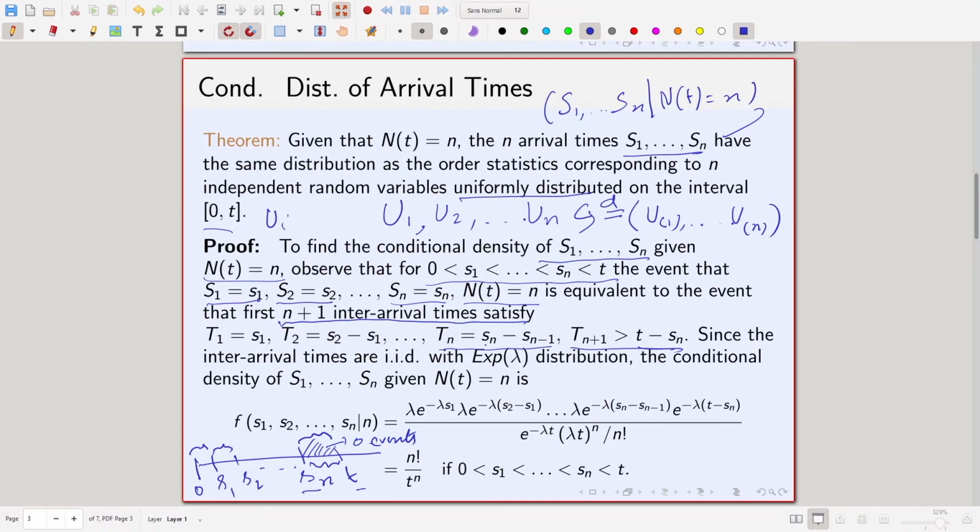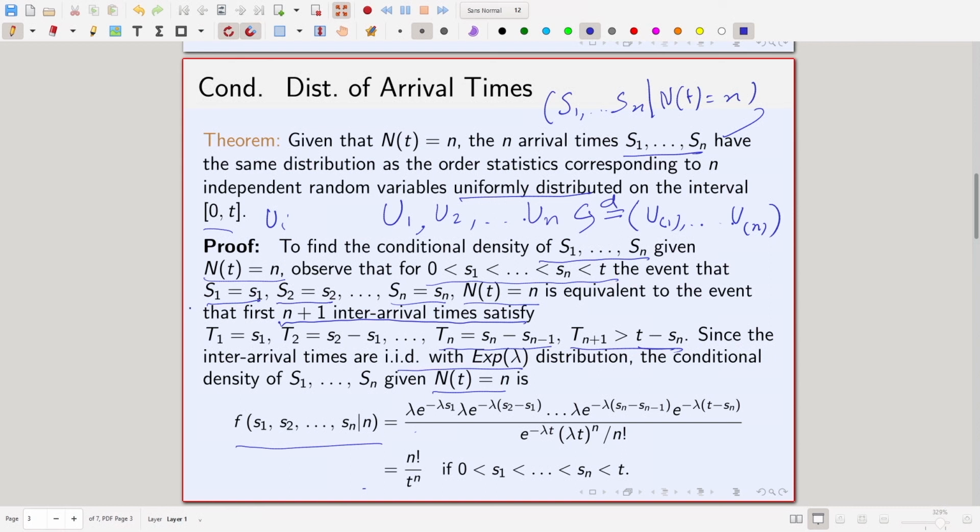Now, once you observe this, it becomes very easy to find the conditional density that we are trying to find. Since the interarrival times are IID exponential with parameter lambda, as we are assuming a Poisson process with rate lambda, the conditional density of S1, S2, and so on up to Sn given Nt equal to n is this quantity. Let me clean it up a bit. Remember, we are trying to find the conditional density.